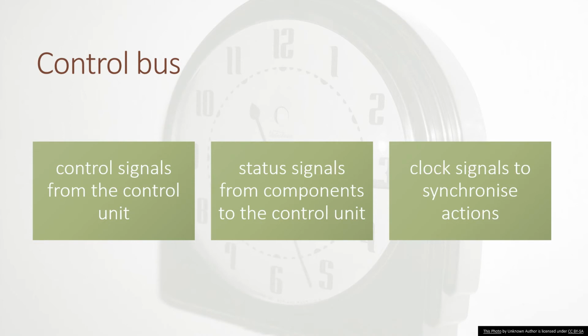The control bus sends control signals from the control unit to all the other parts of the computer. It's a two-way connection because the parts of the computer can also send signals back to the control unit. For example, ready to store. The clock signals, which we've also heard about, are sent down the control bus, and these are used to synchronize the different parts of the computer so they all operate together.